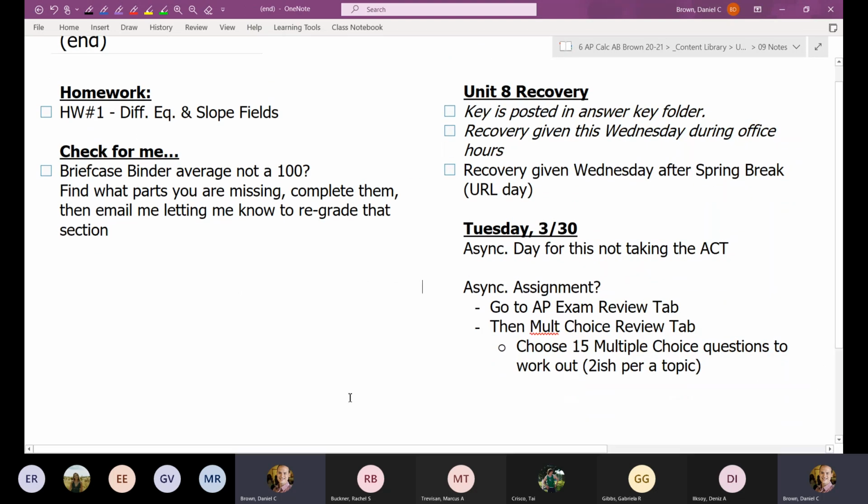You can start homework 1. You can do all of the front page and most of the back page, except what is referring to a second derivative. Other reminders, you can do unit 7 or 8 recovery this Wednesday during office hours.